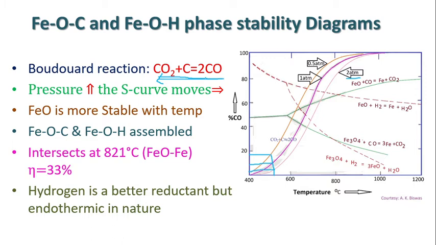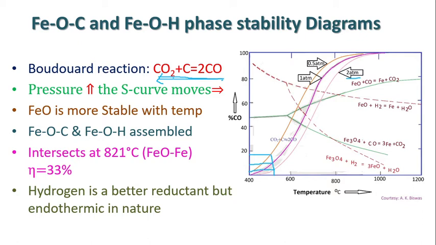Why does this happen? We know this reaction, carbon dioxide plus carbon gives rise to 2 carbon monoxide. The carbon monoxide and carbon dioxide both are gases. So 1 mole of CO2 is forming 2 moles of carbon monoxide. So if we increase the pressure, then this reaction goes towards the left. That means the carbon dioxide part increases. The volume fraction of carbon dioxide increases. That means at a particular temperature, the fraction of carbon dioxide increases with increasing pressure.